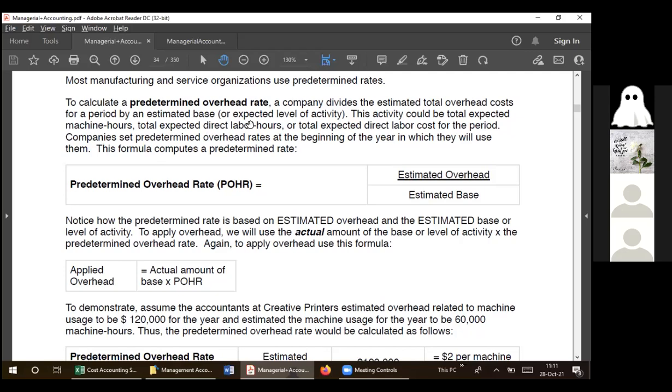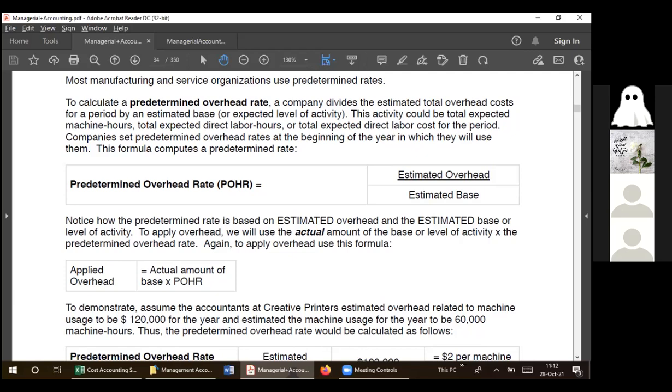Companies set predetermined overhead rates at the beginning of the year in which they will use them. This formula computes the predetermined rate for everything. Actually, any rate will be calculated by the same formula. So the predetermined overhead rate will always be estimated overhead divided by estimated base.